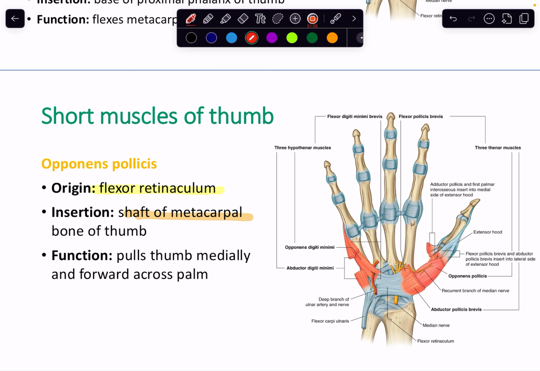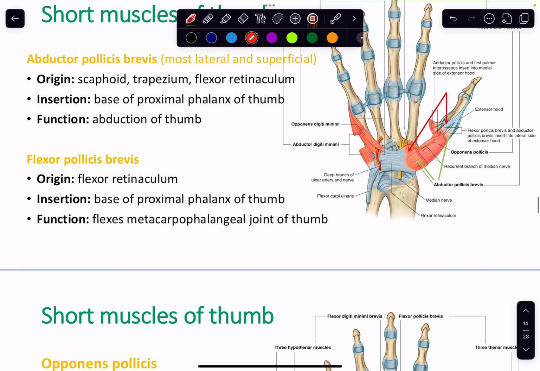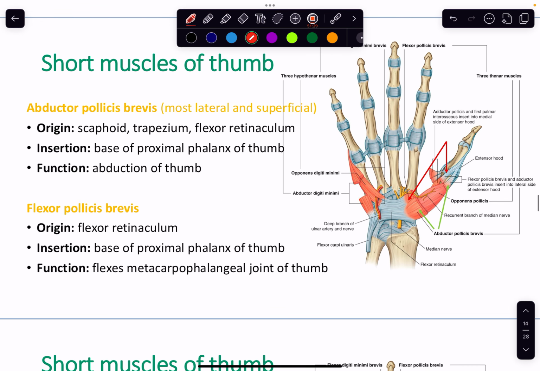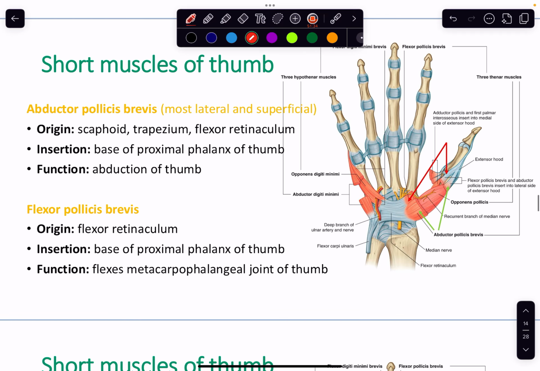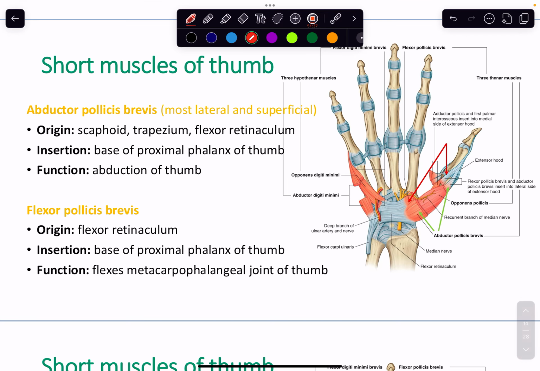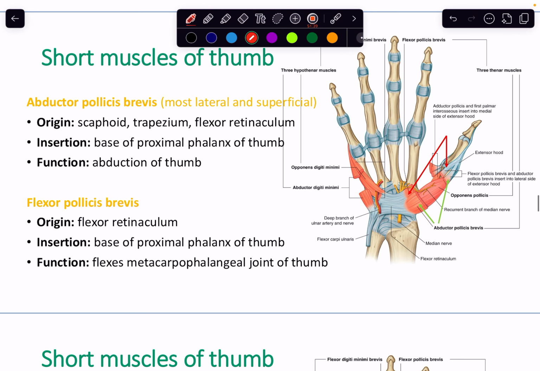Opponens pollicis of the thenar, opponens digiti minimi of the hypothenar. So when thenar is the thumb, first metacarpal. So origin from flexor retinaculum, insert to the first metacarpal. Origin from the flexor retinaculum, insert to the shaft of the fifth metacarpal. First for the thumb, and fifth for the hypothenar.